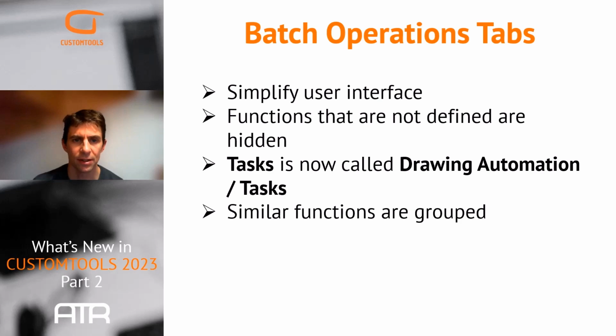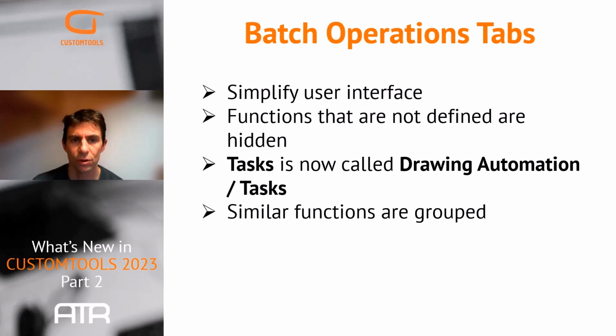Okay, let's get started. We have recognized that Custom Tools can sometimes be overwhelming with all its options and selections, so we decided to simplify the tabs of the batch operations and clarify how some existing features are working. We completely removed the additional options, layer definitions, and entity settings tabs and rearranged their functions and the other remaining tabs the following way, having everything hidden that is not properly defined in the used Custom Tools profile.